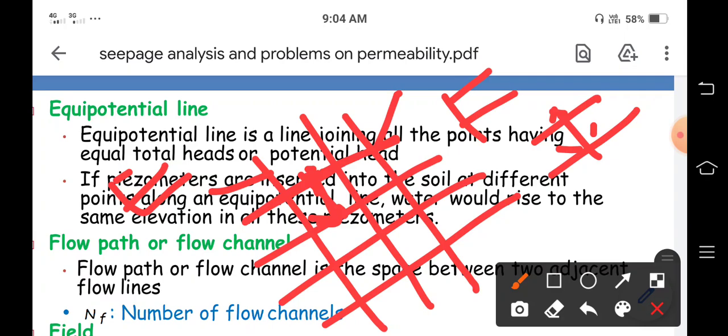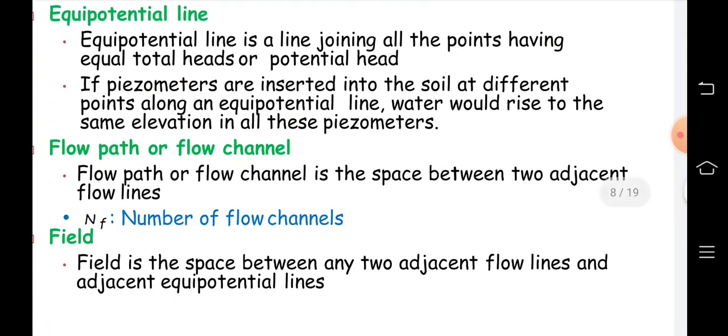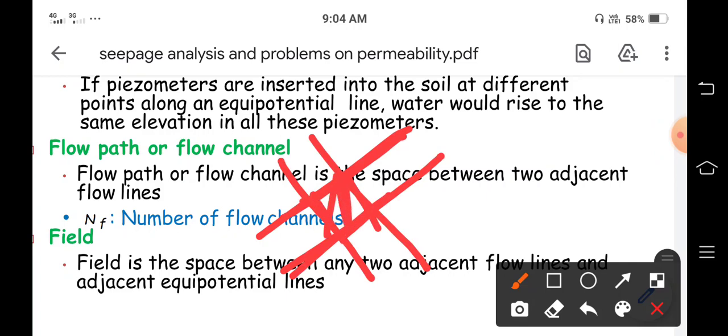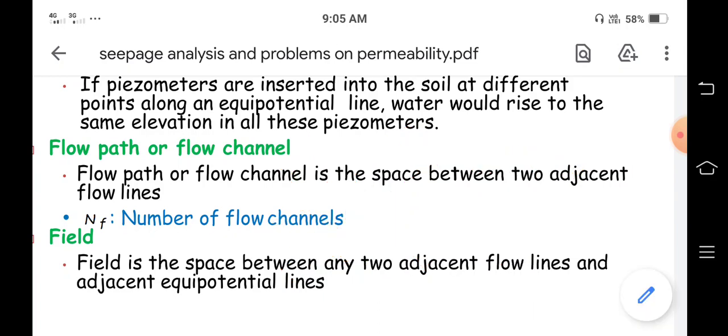And next, there is the field. A field is the space between two adjacent flow lines and two equipotential lines. These are flow lines and these are equipotential lines, so the space between them, two flow lines and two equipotential lines, forms a square-like shape that is called a field. So a field is approximately a square.